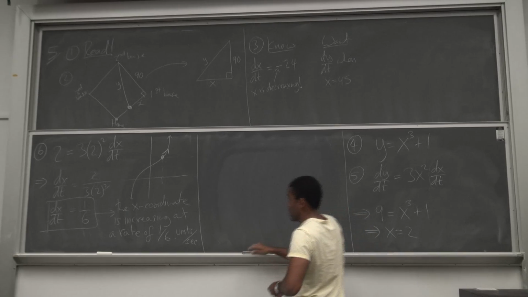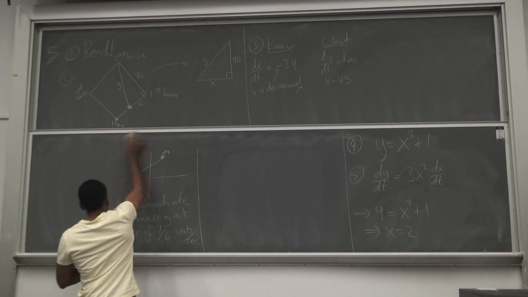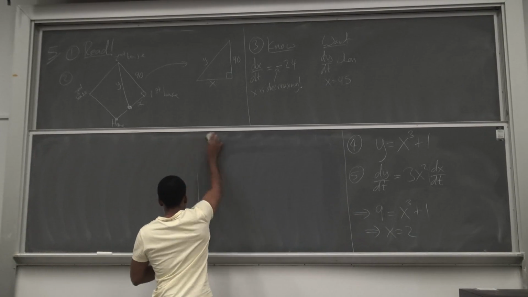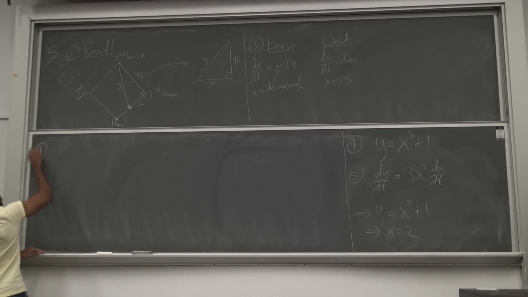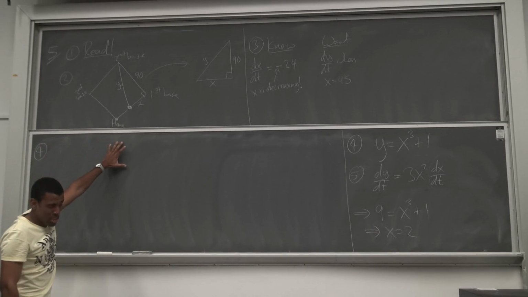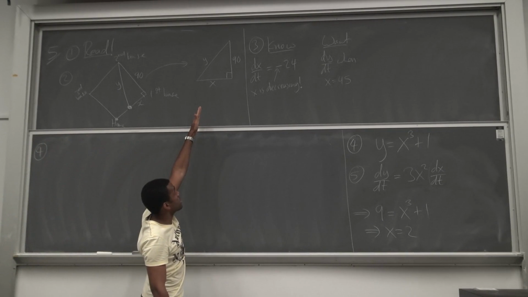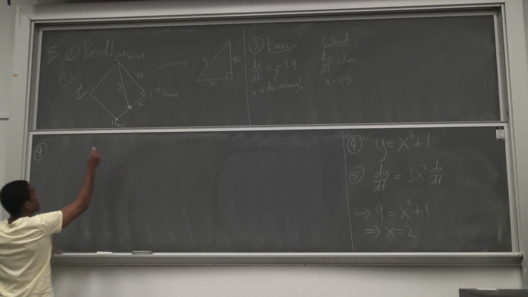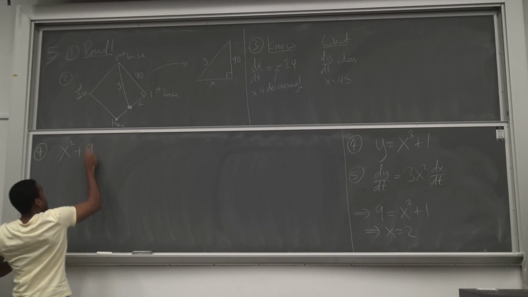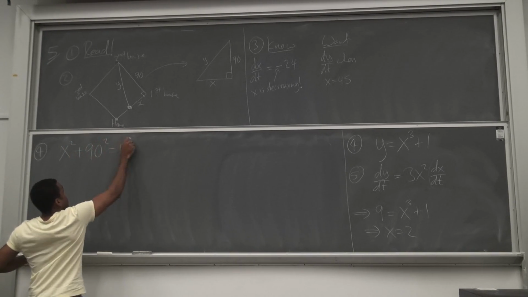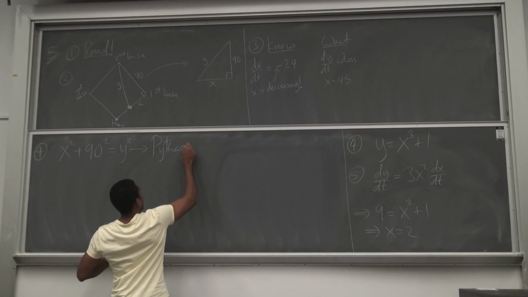Step 4. Equation. What's going to be the equation? Now we're at step 4. I have to come up with an equation that relates all my variables. My equation is, of course, going to be informed by this diagram, which is going to give me Pythagoras' theorem.